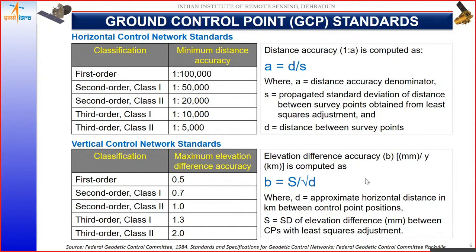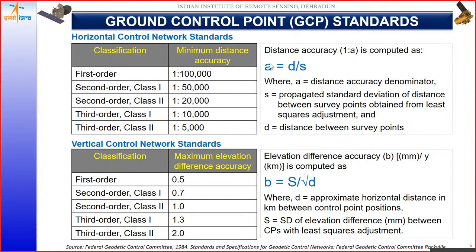Okay, so the quality of GCPs is linked with the scale of mapping and the accuracy requirement. If it is the first order, then yes, these kinds of GCPs will suffice for small scale mapping. If it is the third order, then you are dealing with large scale mapping, of the order of 1:5,000.